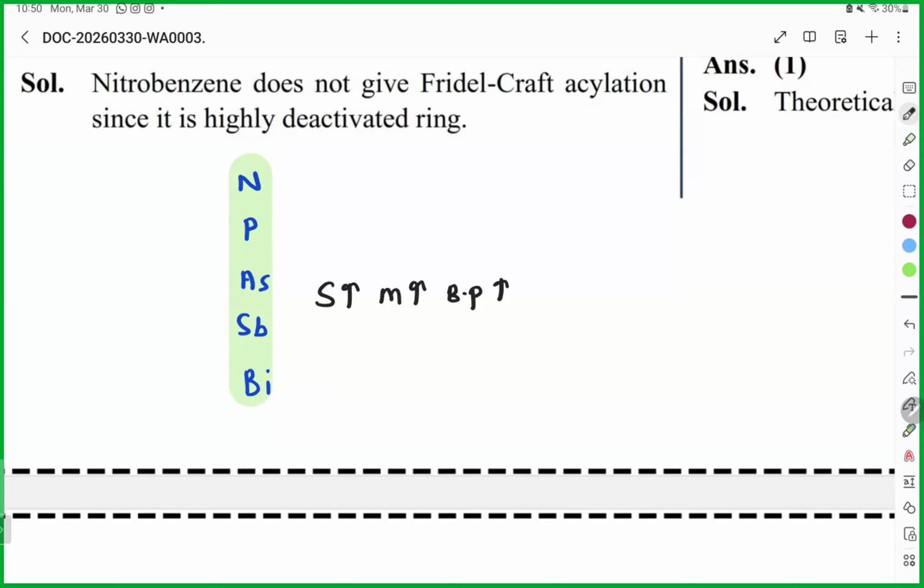So in that case, if you understand this, bismuth should be maximum and nitrogen should be minimum. But that's not the reality. The reason is that nitrogen has hydrogen bonding. So because of hydrogen bonding, the real answer will be PH3 is greater than AsH3, and ammonia is greater than the first two, and then the remaining.